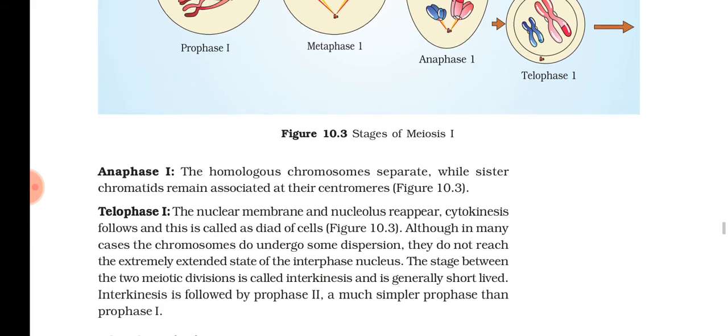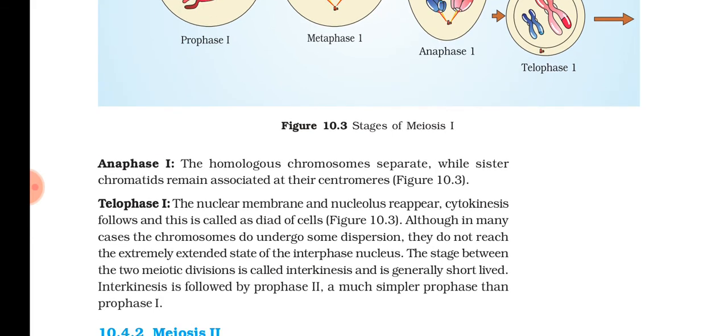Then the last phase is what? The telophase 1. So here the same process: nuclear membrane and nucleolus reappear and cytokinesis follows. Cytokinesis, and in most cases chromosomes do undergo some dispersion, meaning they will again form the chromatin network, but they will not be forming that much entangled mass of chromatin network. And the stage between these 2 meiotic divisions, meiotic division 1 and 2, is known as interkinesis.